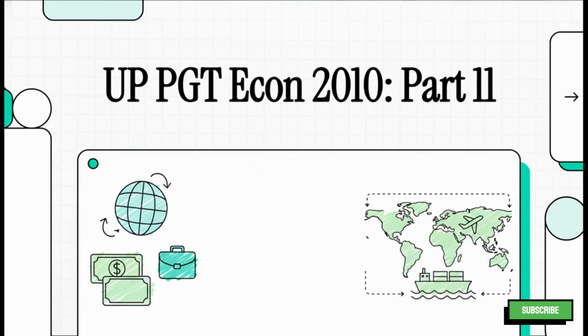Welcome back, everyone. This is the 11th part of our series where we're solving the UP PGT Economics 2010 paper. Today, we're going to get into the next 10 questions, which are mostly about international economics and a few really important financial institutions. Okay, let's dive right in.